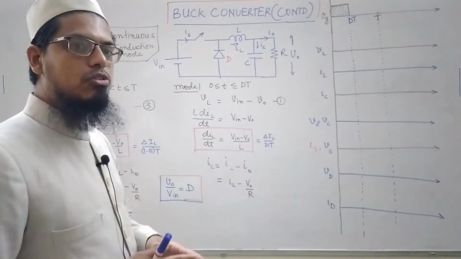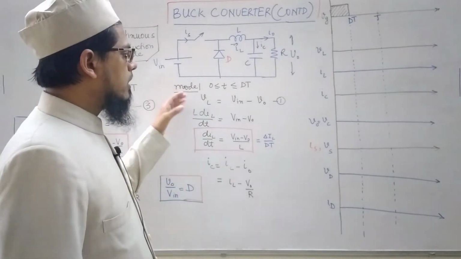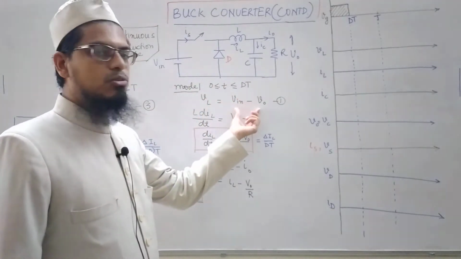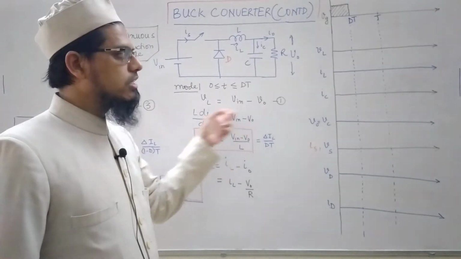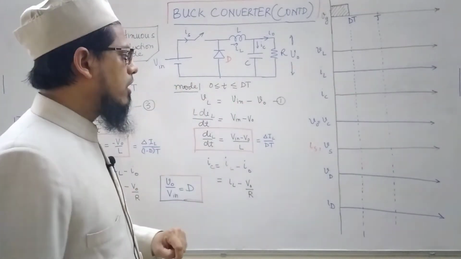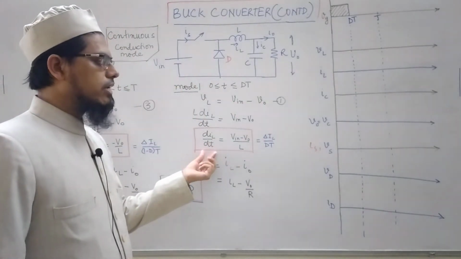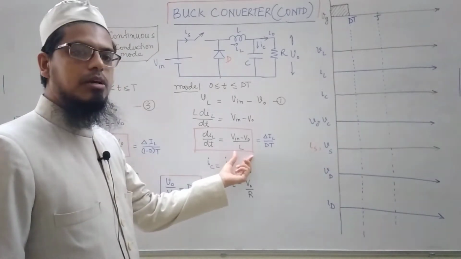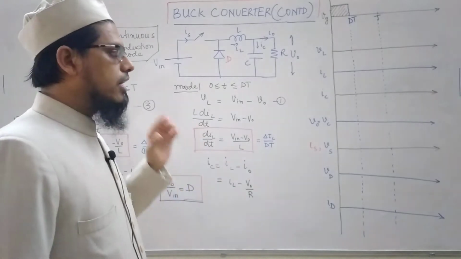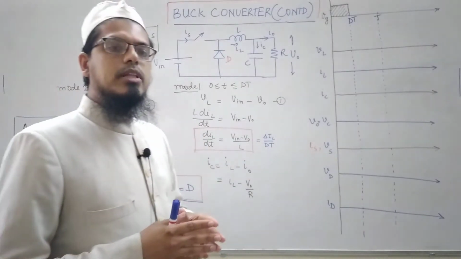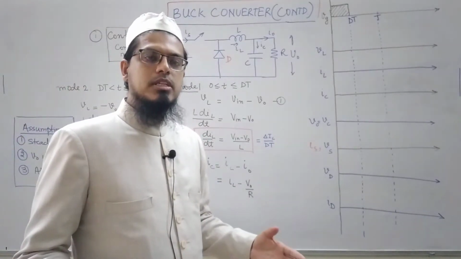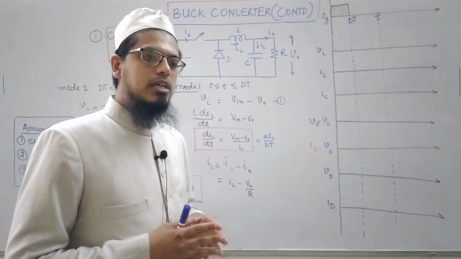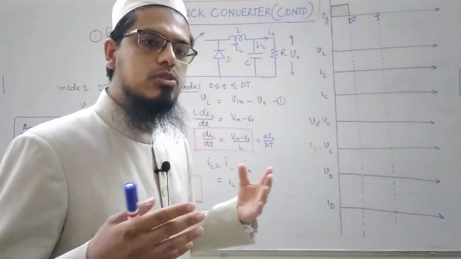There were two modes of operation. In mode 1, these are the equations wherein the inductor voltage is related to the input and output voltage by this relation, while the rate of change of the inductor current was V in minus V naught by L. Here let me tell you that there are a few assumptions that we had made in the previous analysis of the buck converter, and we will continue with those assumptions.